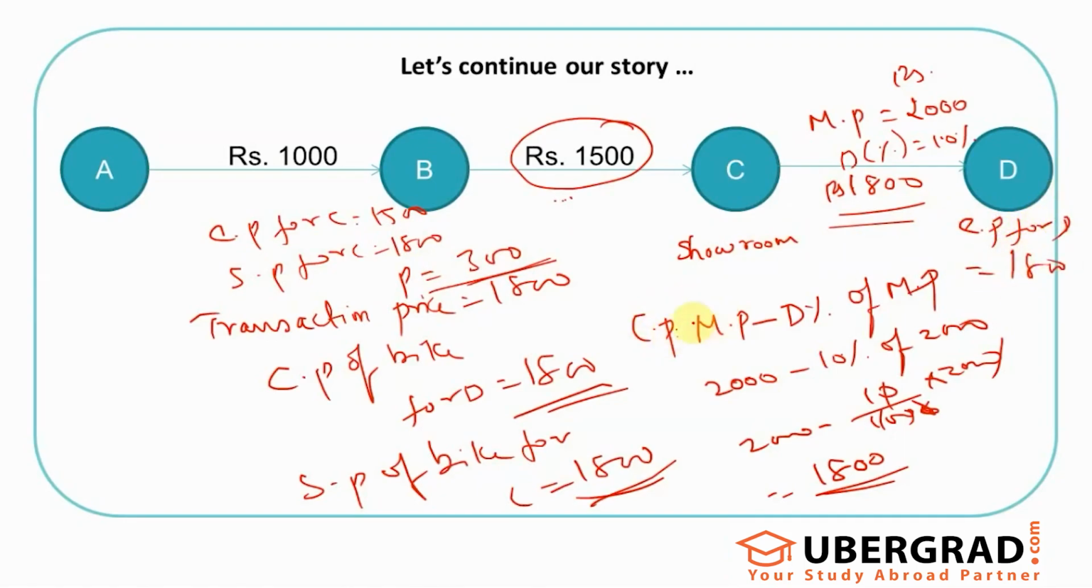Just understand, this is the formula for the transaction price: mark price minus the discount percentage of mark price. Do not get confused if you ever see a formula saying this equals cost price or selling price. It just depends on the perspective, from whose perspective it's cost price and whose perspective is selling price. Just understand that. Who are the two people? Who is selling? For him it's the selling price. Who is buying? For him it's the cost price of the product.